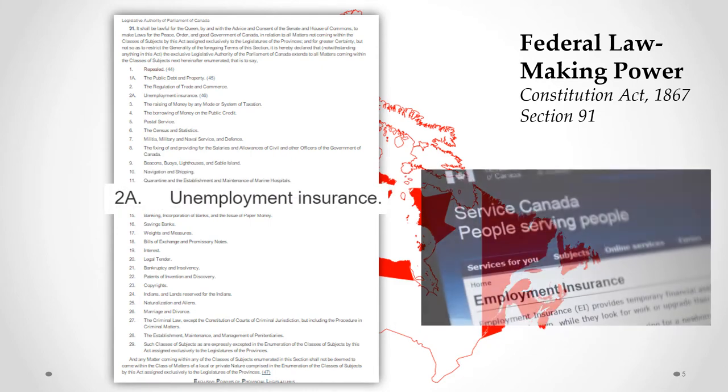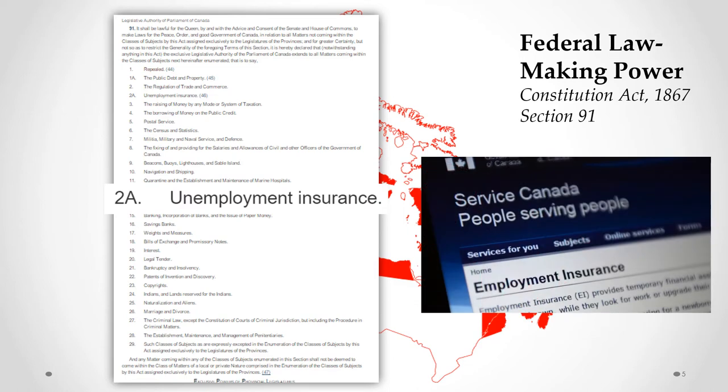Section 91(2)(a) gives the federal government power over unemployment insurance. So that's why it's the federal government that administers the employment insurance program. And by the way, it used to be called unemployment insurance until around the 1980s. The then federal government under Brian Mulroney renamed the program employment insurance.